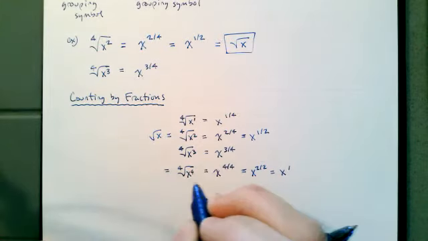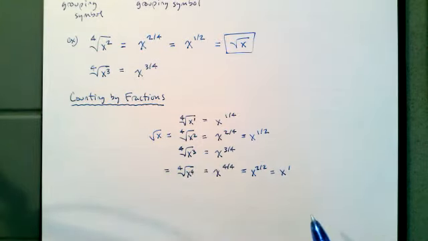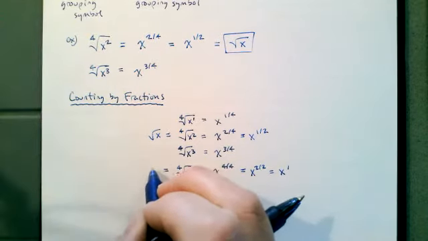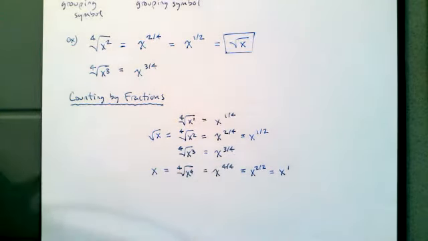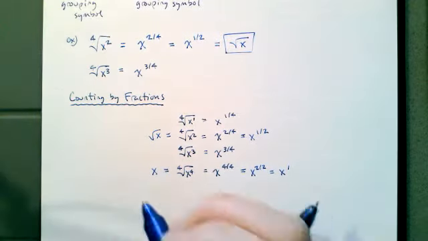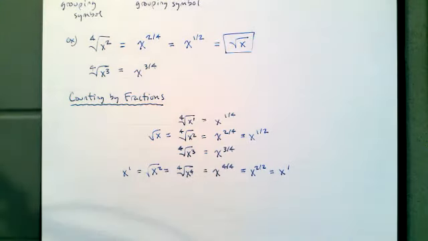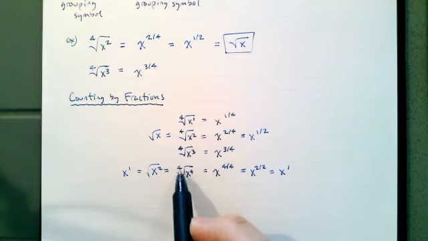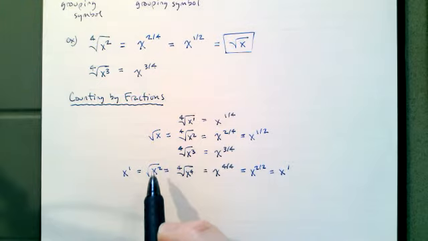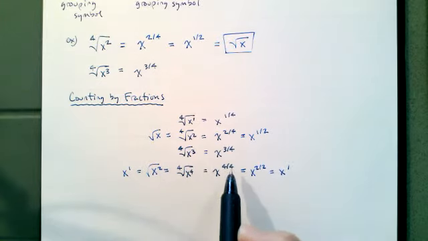So I could write this as just plain old x. Or I could write it as the square root of x squared, which is x to the 1st. Just divide. 4 divided by 4 is 1. 2 divided by 2 is 1.